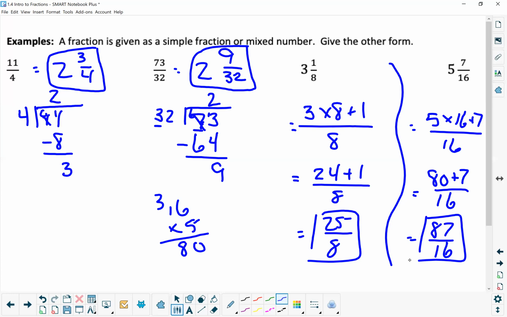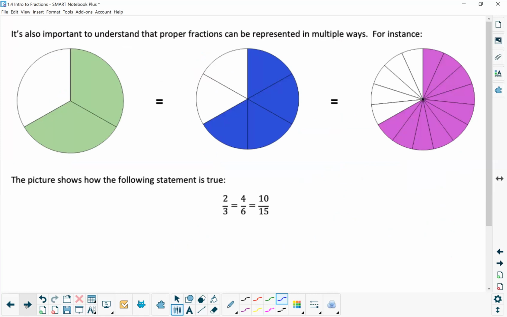So just being able to convert from one form to the other is going to be a big part of this first lesson. The other thing that's going to be a big part of this lesson is writing equivalent fractions. So proper fractions can be represented multiple ways. For instance, this first circle has 2 of its 3 pieces colored in, so that would represent 2/3.